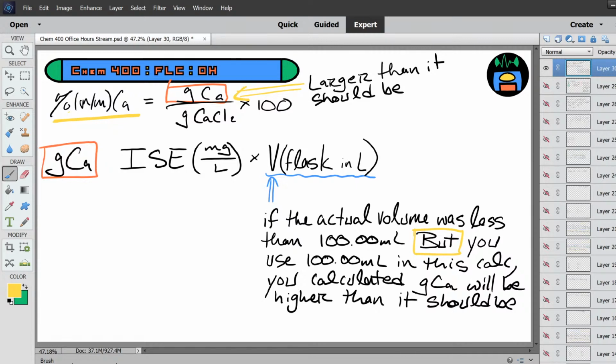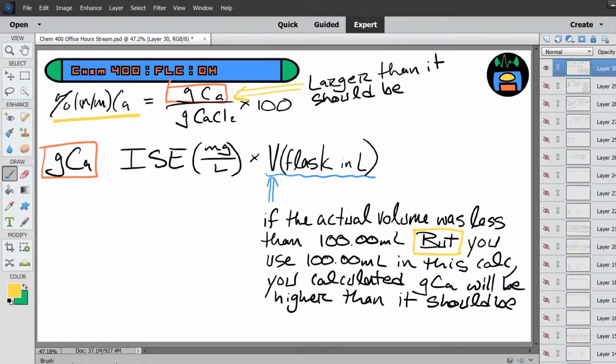Oh, let's see. Anthony, just seeing your question. For post-lab, question 2C, it asks if you didn't quantitatively transfer all the solid calcium carbonate to the volumetric flask, would the percent mass of calcium go up or down?